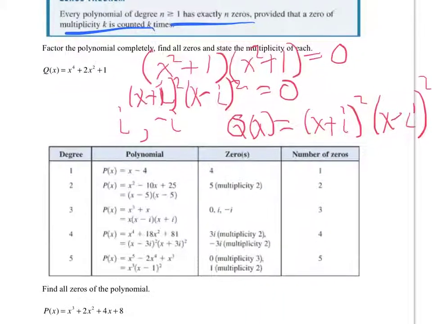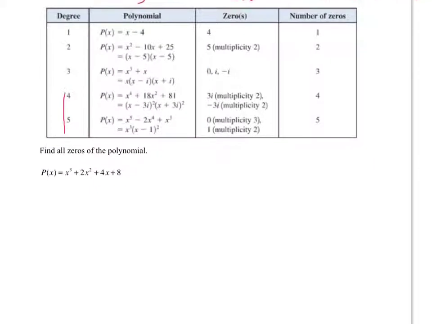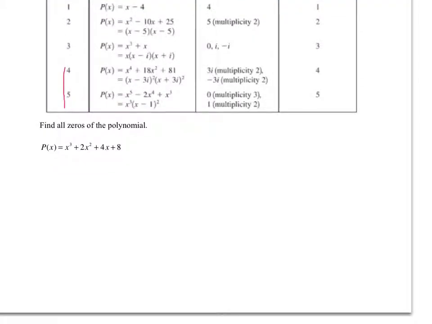So here are just some examples of polynomials of various degrees and how many zeros each one has and what the multiplicities of each one are. So you can study this table, and I'll just walk you through finding all the zeros of this polynomial. It's a polynomial of degree 3, and if I want to find some zeros, I'm going to use synthetic division, and I'm going to look at the possible rational zeros.